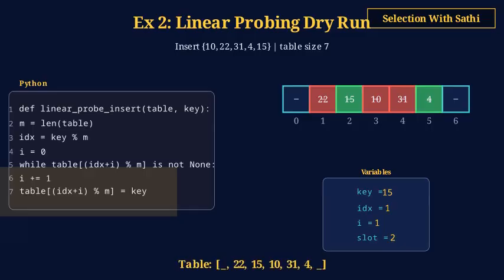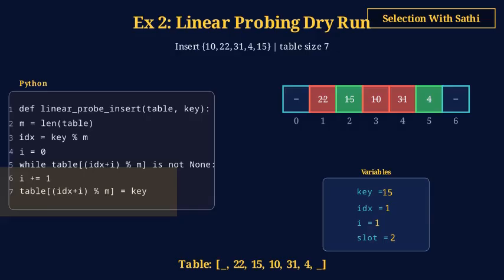Line 5, while loop probes. i becomes 1, check slot 4, it is empty. Place 31 at slot 4. 4 mod 7 is 4. Slot 4 now taken by 31. Probe to slot 5, place there.